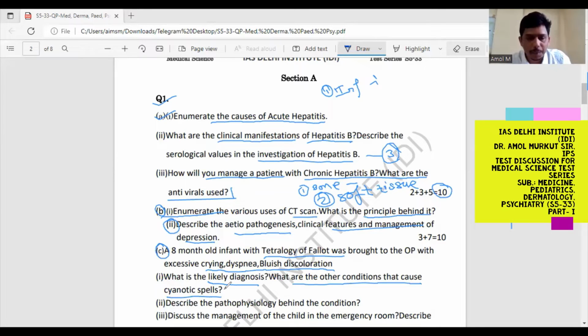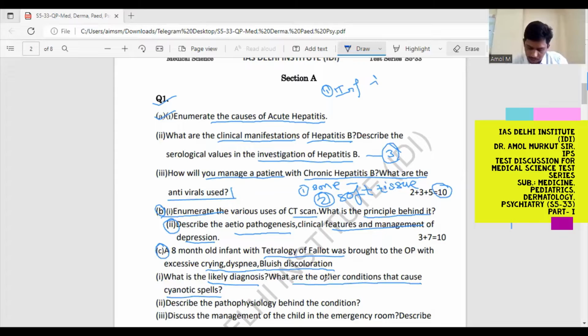It is a plain and simple diagnosis. You don't have to scratch your mind to arrive at the diagnosis. So cyanotic spell, because in the next line he has mentioned the cyanotic spell. So it is a no-brainer, just a brownie point for the marks.